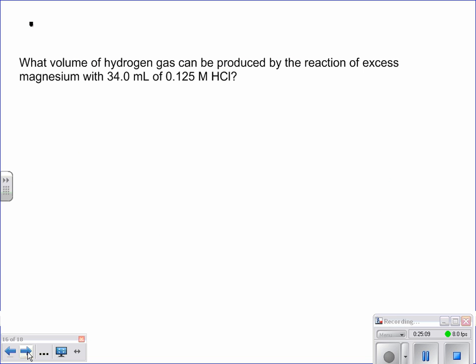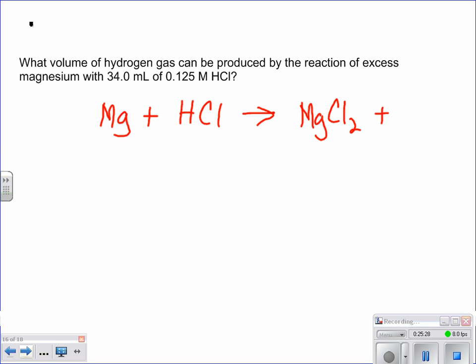Okay, next one. Volume of hydrogen gas produced by the reaction of magnesium with hydrochloric acid. So we have magnesium plus hydrochloric acid. Obviously, it's going to yield hydrogen gas, but it's also going to yield magnesium chloride, so we have to be able to interpret that. We know how to predict our products, plus our hydrogen gas. And there's our 2. Volume of hydrogen.